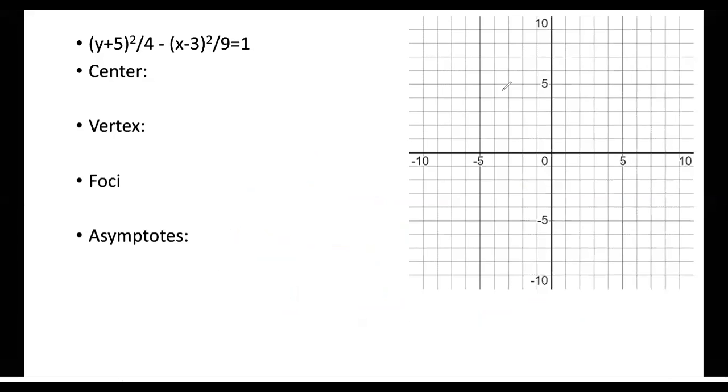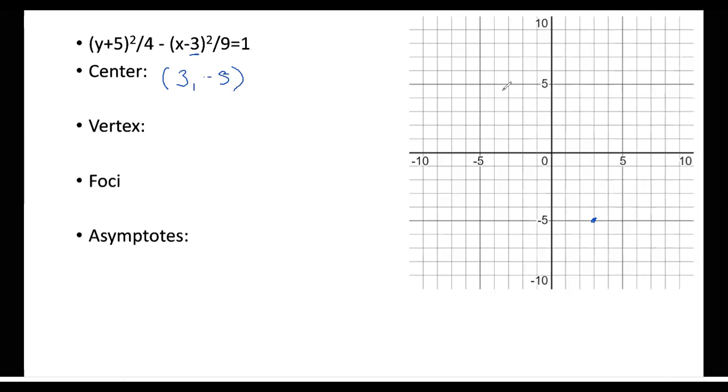It's (y plus 5) squared divided by 4, minus (x minus 3) squared divided by 9, is equal to 1. So our center is always x minus... x is 3. Y is going to be negative 5, because it's positive, so we change the sign. So 3, negative 5. I'm just going to go ahead and put that point on my graph. That's going to be my center.